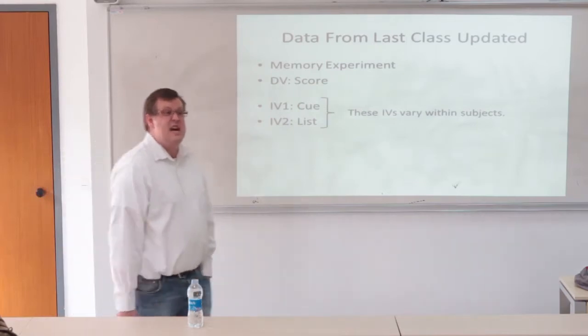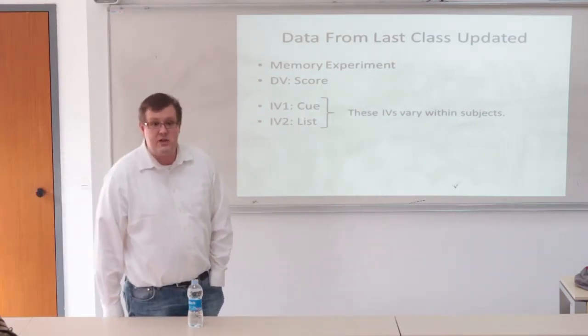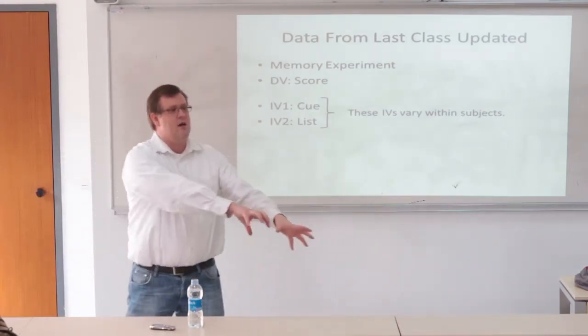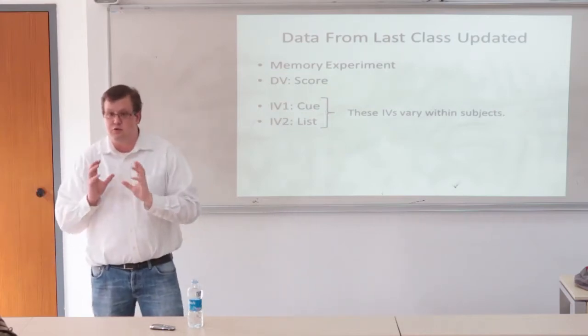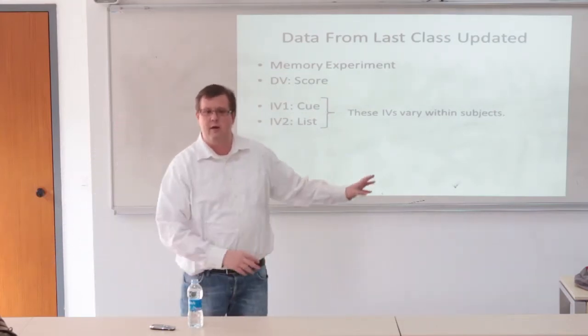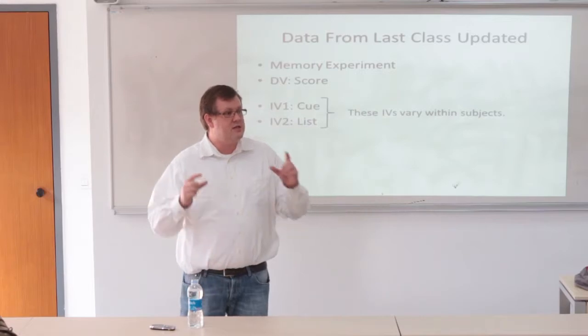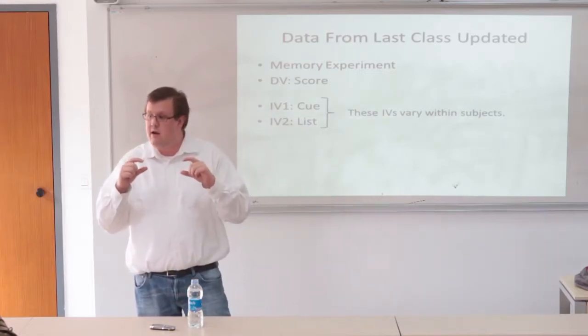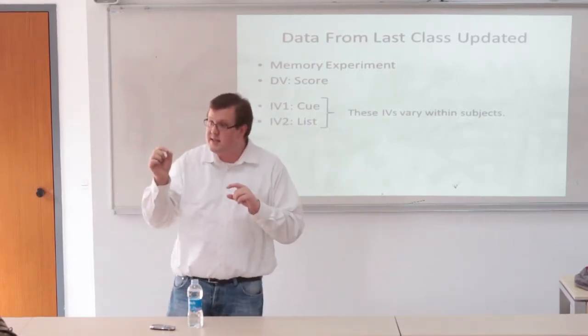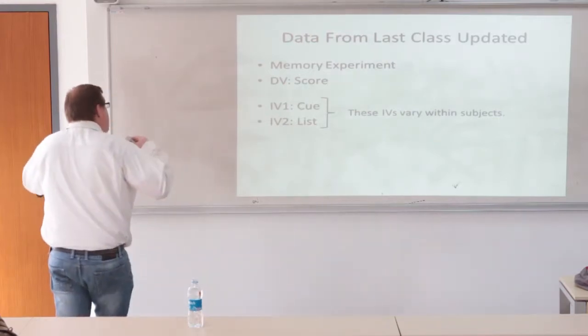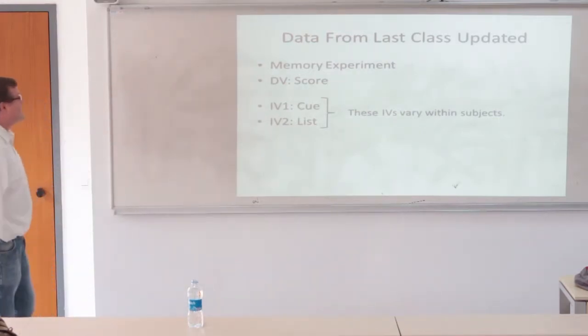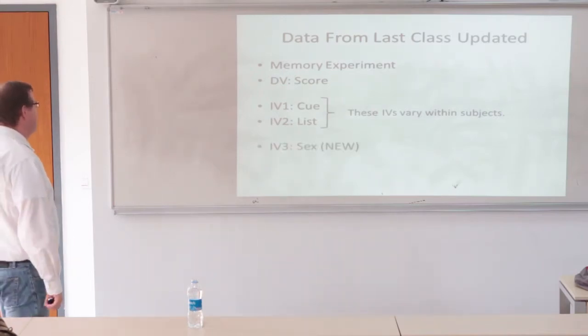So those independent variables vary within subjects. And because of this, we use the repeated measures design to pull out the variability that was related to subjects and throw it out. Just get rid of it. So this decreased the size of our error for the individual tests that we were doing. Okay, so for today's class, we're going to throw one more independent variable in here.